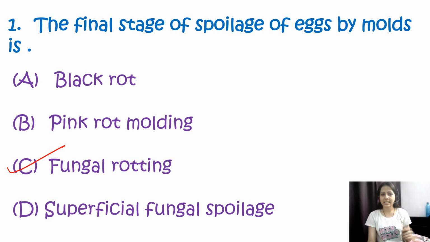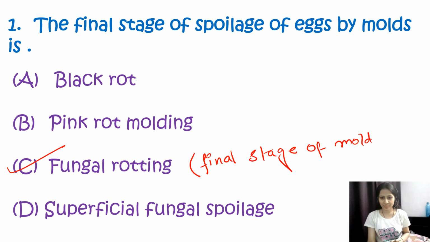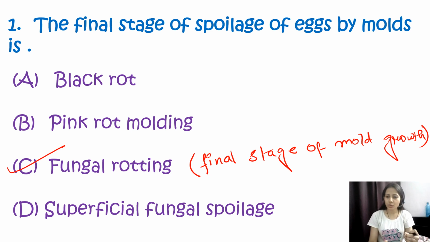So fungal rotting is the final stage of mold growth which is seen in the eggs. What happens in this is the mycelium of the mold grows through the pores, or we can say through the cracks present in the eggs. They can even gel the egg white. Also the hyphae of the mold may weaken the egg yolk membrane.